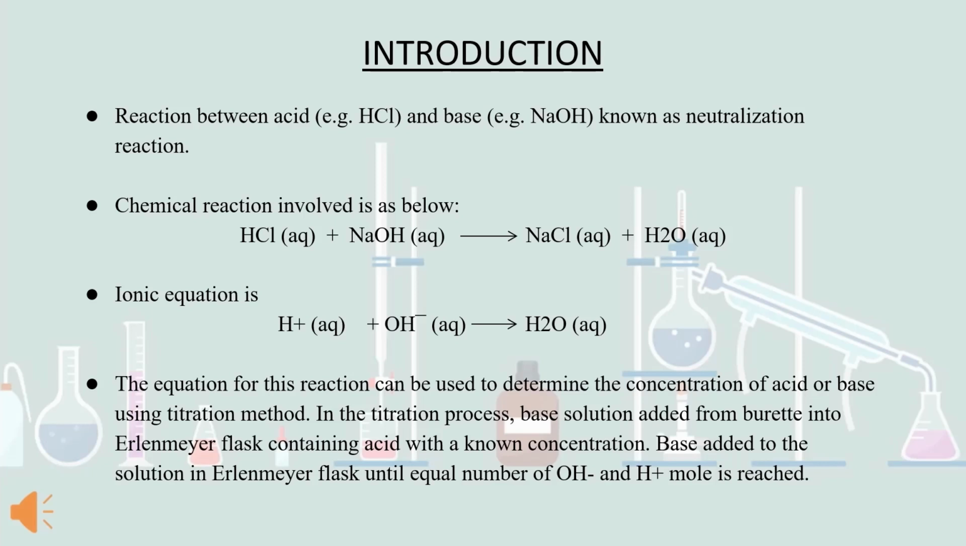The equation for this reaction can be used to determine the concentration of acid or base using the titration method. In the titration process, base solution is added from the burette into the Erlenmeyer flask containing acid with a known concentration. Base is added to the solution in the Erlenmeyer flask until an equal number of OH- and H+ moles is reached.